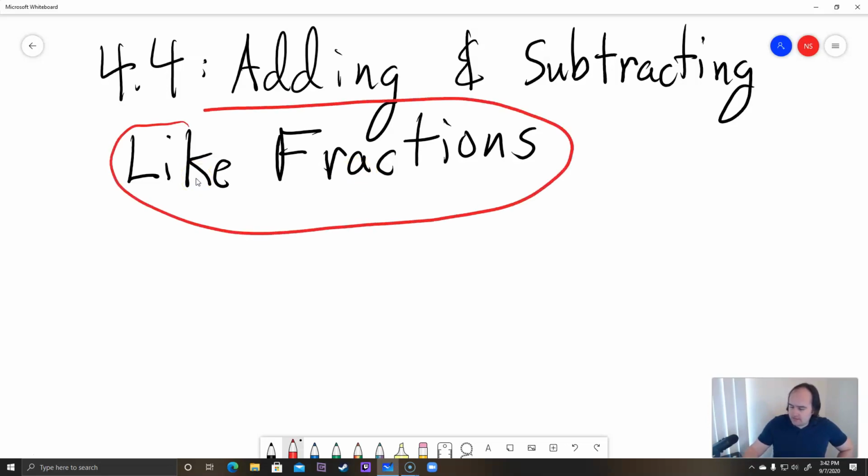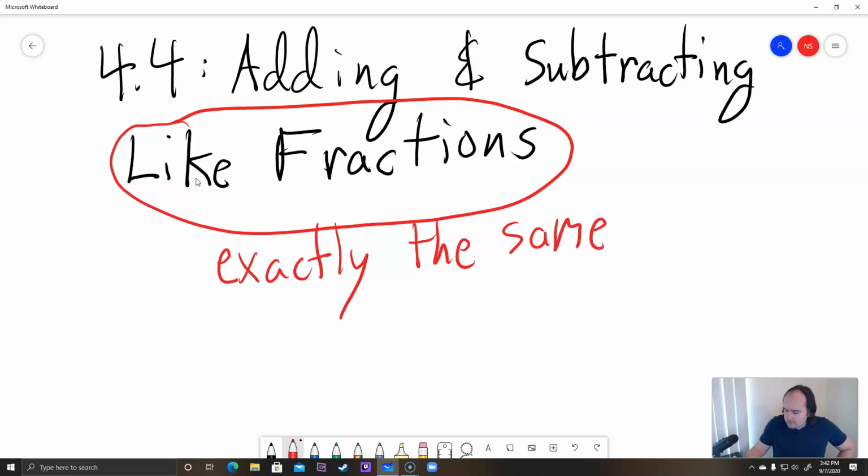Okay? Like fractions have exactly the same denominator. The numerators will be different, but in order to be like fractions, they have to have exactly the same denominator. So the bottom has to be the same.